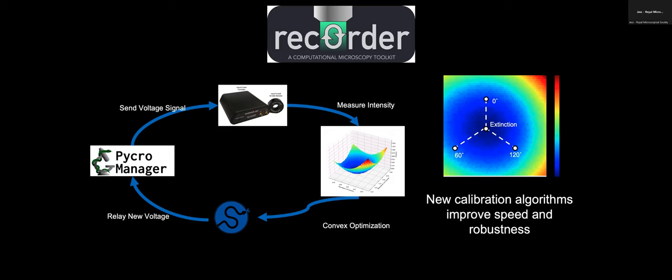And we interact with it. We control the devices from Python by using a bridge called Micro-Manager. And the recorder plugin has calibration algorithms that will figure out the right polarization states for a given light path, and has background correction algorithms, has reconstruction algorithms, as well as visualization tools to enable acquisition of high quality data while you are on the microscope.